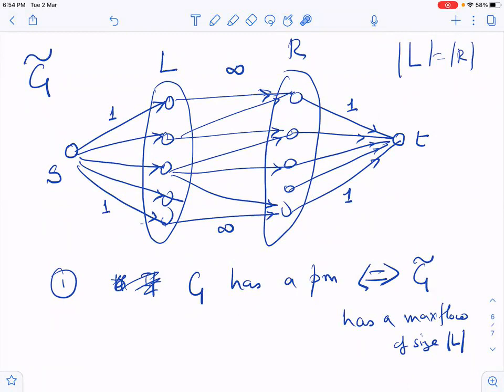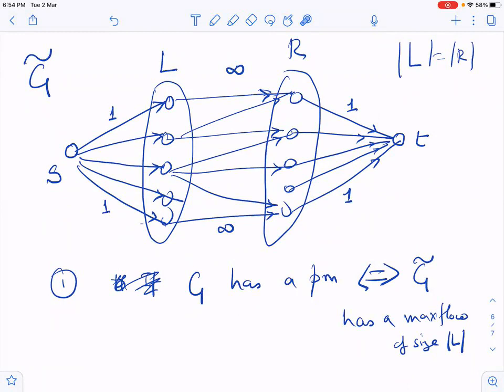Sir, what is the intuition behind giving infinite capacity to these edges? Yes, I will come to that. You'll see why I gave this one.